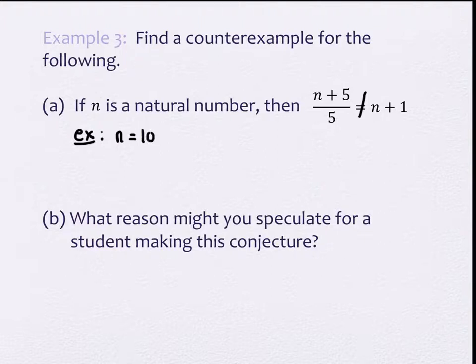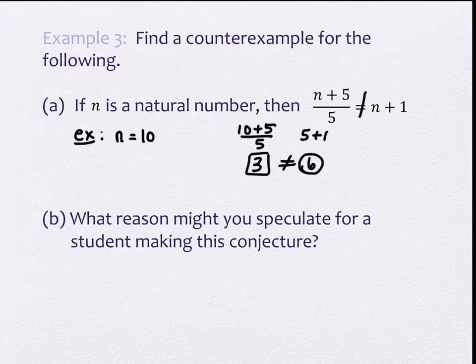Okay, so if we do 10, let's check it out. If we have 10 plus 5, and we divide by 5, what's 10 plus 5? 15, and 15 divided by 5 is 3. So we get 3 on the left-hand side, and on the right-hand side we have 5 plus 1, which gives me 6, right? And these are clearly not equal. There's actually a lot of examples that you could use on this one. Sometimes that's not the case.